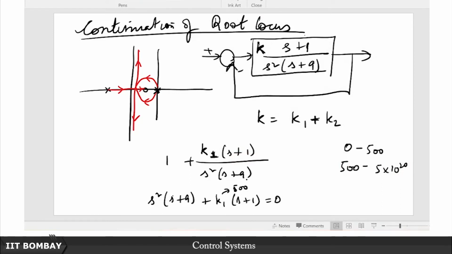In the language of the root locus, what is happening is this: originally my open loop system's poles were here, but as I have varied K1 all the way to 500, suppose this branch has come here, and this branch has obviously then come here, and this branch has come here.